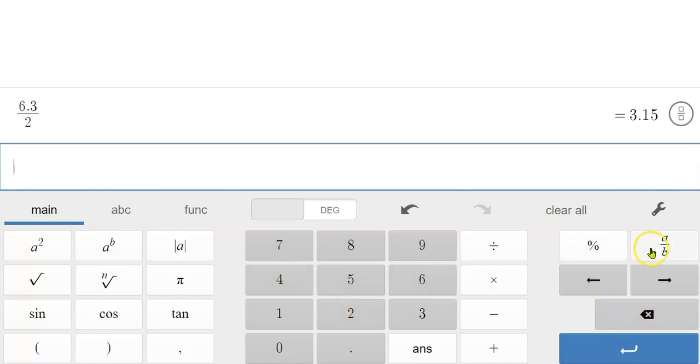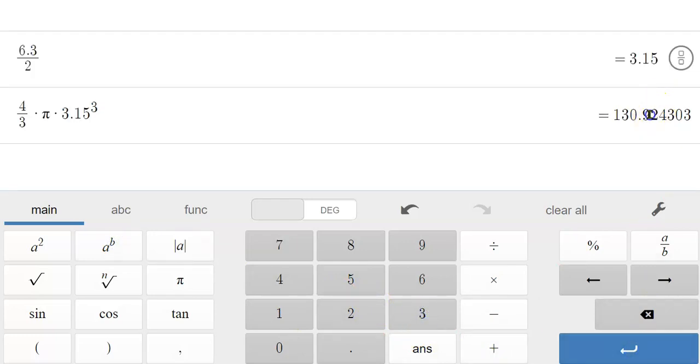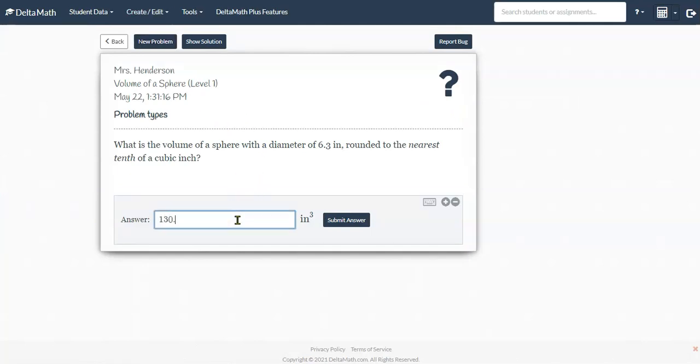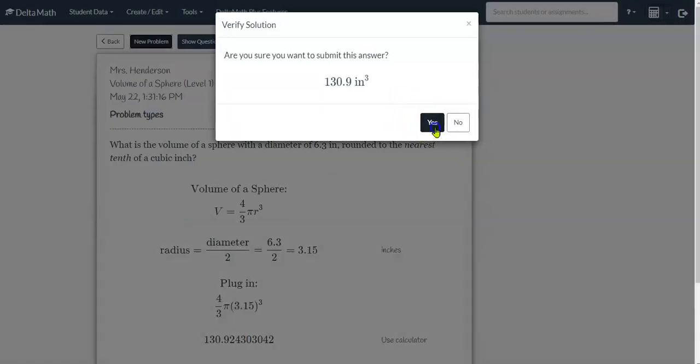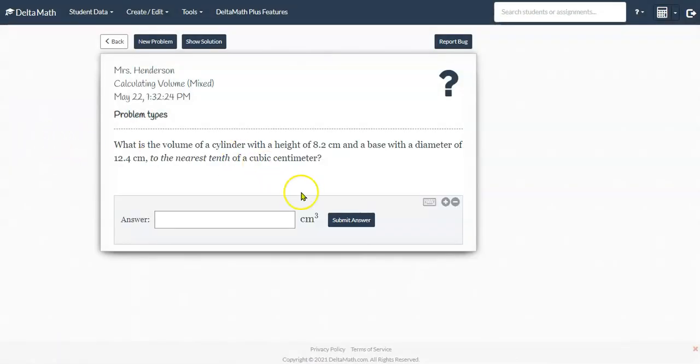3.15. Okay, so now we need 4/3 times pi times 3.15 raised up to the third power. Okay, 130.9. Submit. Fantastic. All right, the last section of your homework is mixed review.